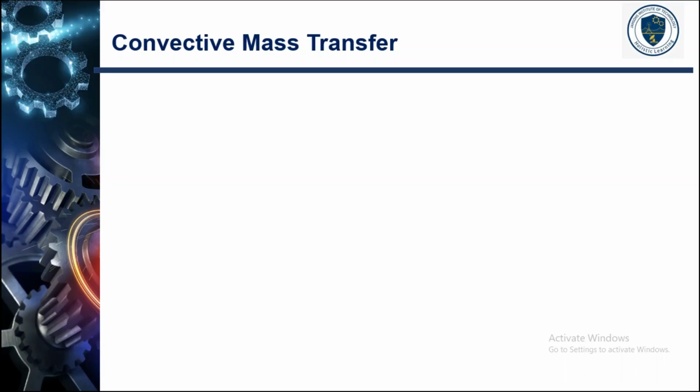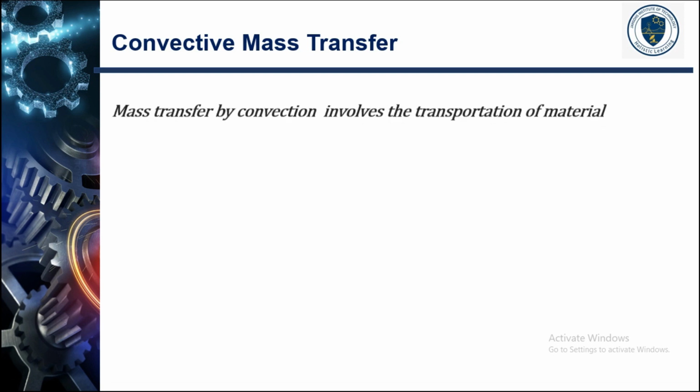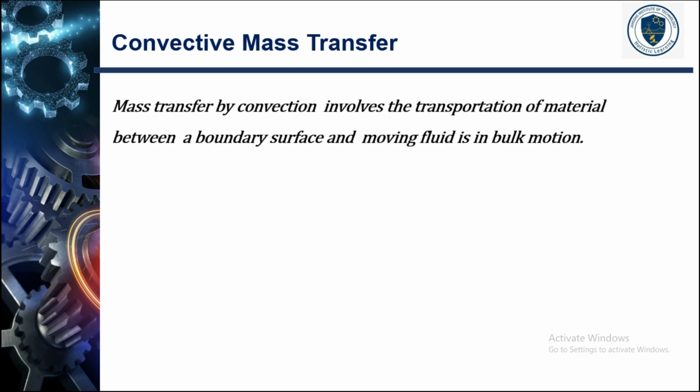In the last session, we discussed diffusive mass transfer. Diffusive mass transfer is very much similar to conduction heat transfer. In the same way, convective mass transfer is also similar to convective heat transfer. How does convective heat transfer happen? It occurs due to the temperature difference between a solid surface and the adjacent moving fluid. In the same way, convective mass transfer also happens due to the concentration difference between a solid surface and the adjacent moving fluid. There are two types of convective mass transfer.